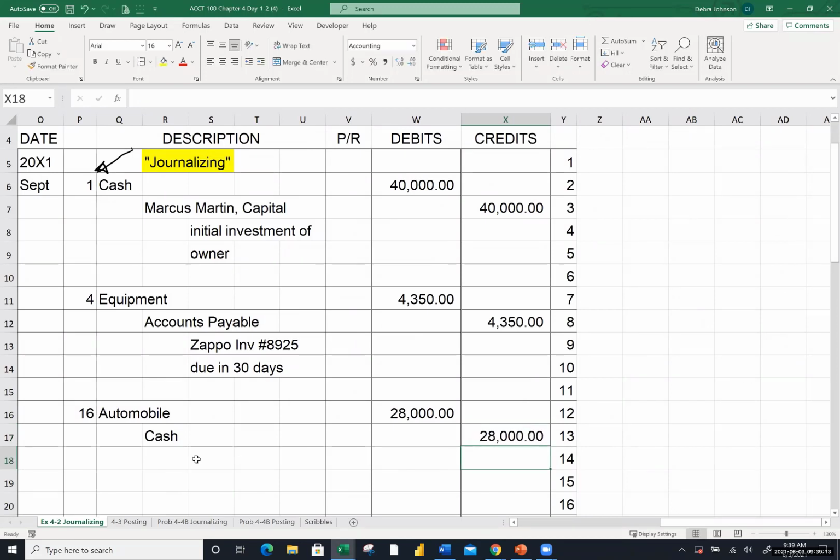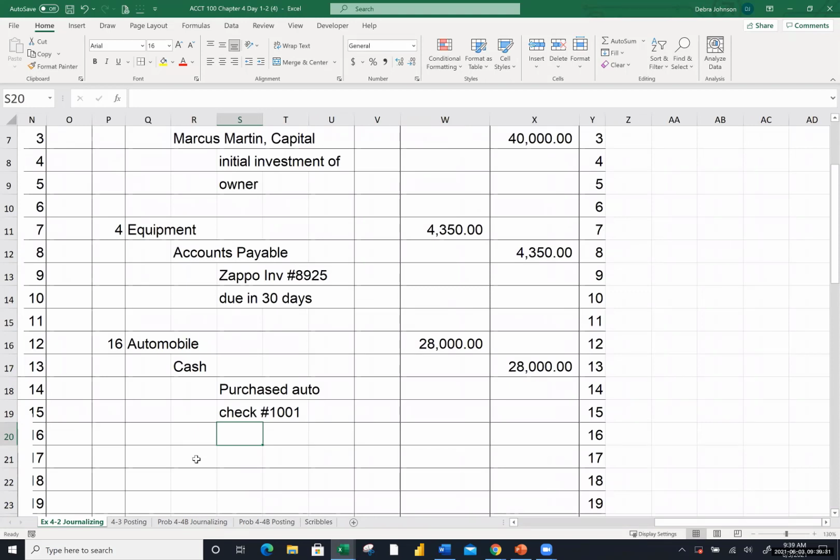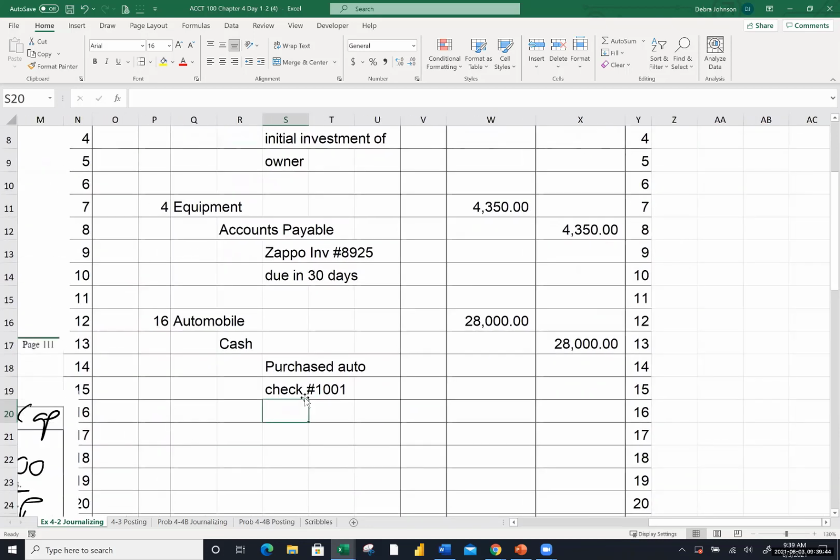Brief description. Brandy's might be different than mine. So I'm going to put purchased auto, and I definitely want to get that source document, that check number 1001. That's important. If an auditor wants to come in and say, did you really spend $28,000 on a car? They can go pull that check, and attached to that check will be the invoice for the car and any other supporting documentation. Again, we're keeping an economic diary of transactions that occurred, and we are journalizing right now.